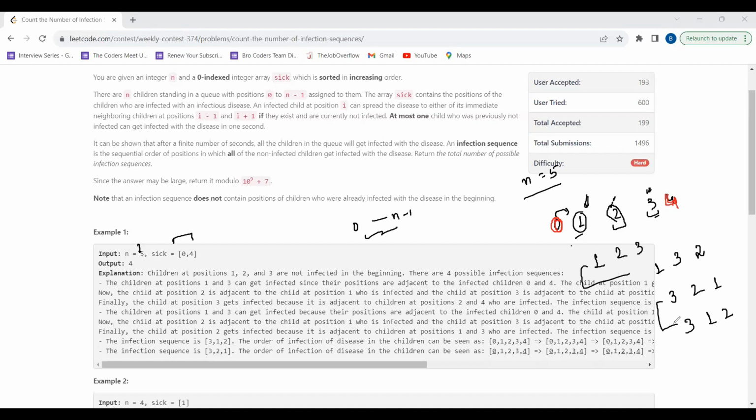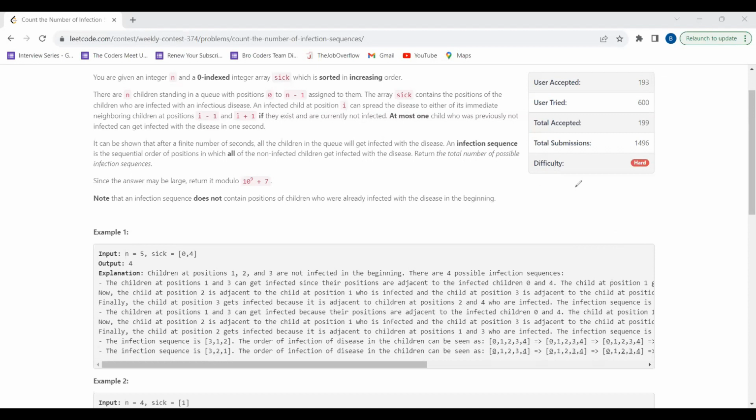So this is a simple permutation and combination problem. It may not be simple for all of you, but if you are familiar with permutation and combination from JEE, then it is not that hard. Suppose this is the case: this is infected, this is infected. So for the next infection to spread, how many options do we have?